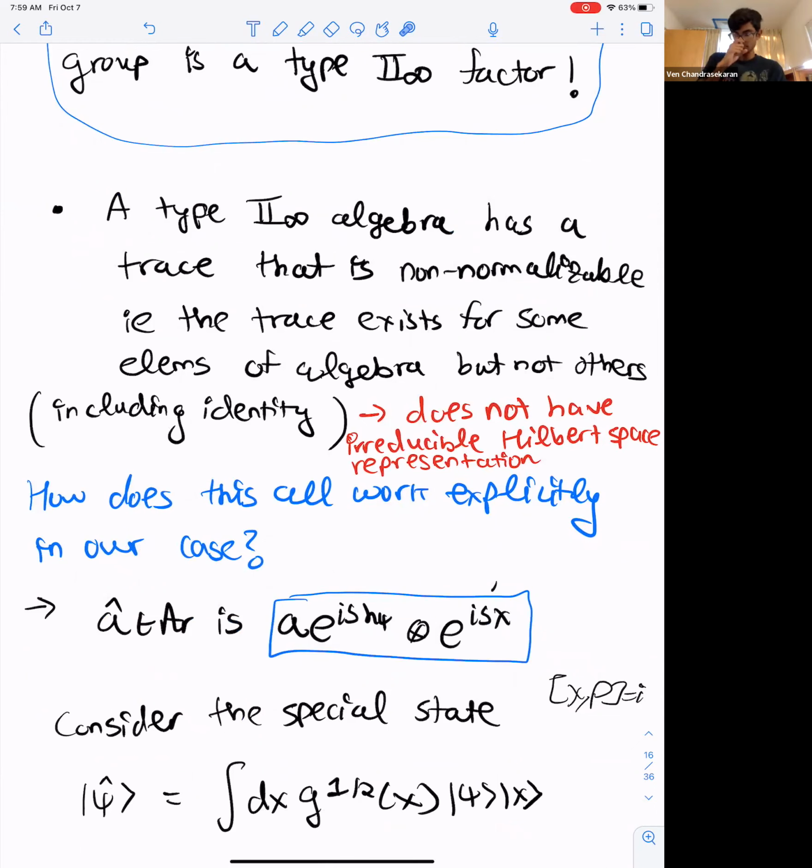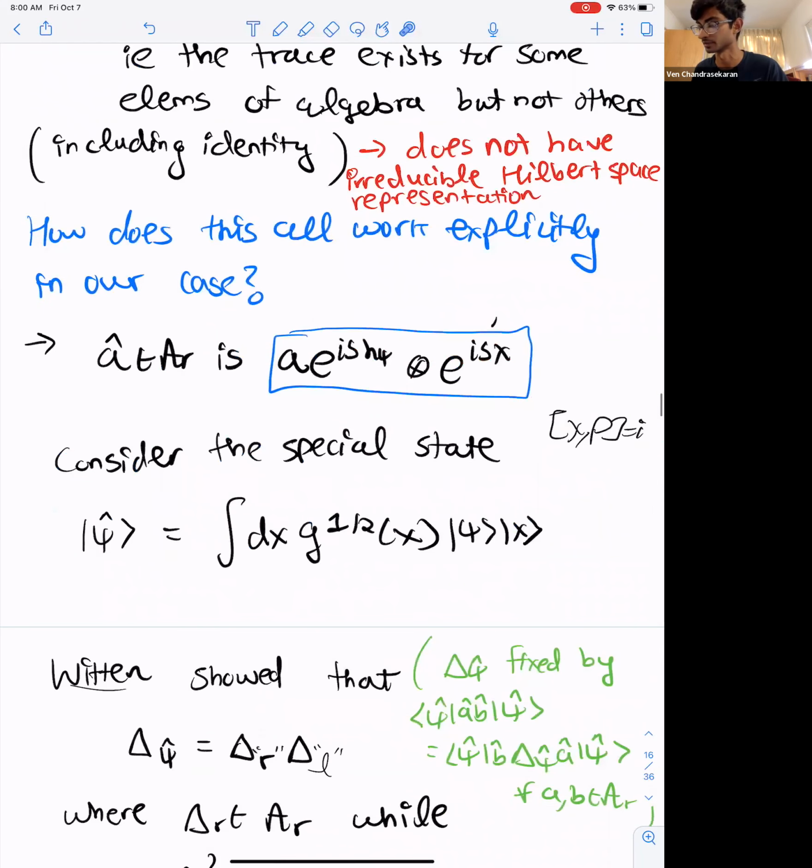I had this red comment here that a type 2 infinity algebra doesn't have an irreducible Hilbert space representation. Just don't worry about that. It's not too important. But the point is that for these algebras there's no way to write down a one-sided Hilbert space. It has the same issue as type 3 in that sense. So the trace I'm talking about is a trace for the algebra. There's no associated one-sided Hilbert space that I can define. For that, you really need to go to type 1. But that's okay, because we'll be able to talk about entropies associated to one-sided algebras now that we have a trace. So it's not a problem, but it's something to keep in mind.